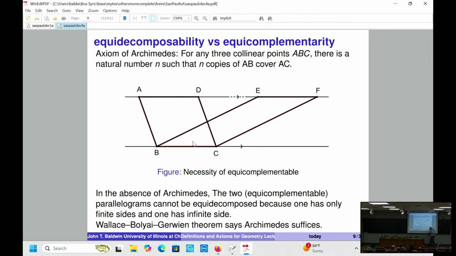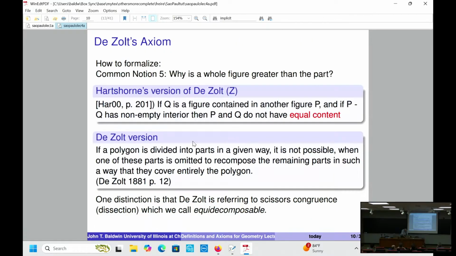Oh no, I mean the claim is this theorem works for equicomplementability. It does not work for equidecomposability, because this parallelogram is not equidecomposable with this one, because you can't cover up the sides of this line. And so this comes down to Desolt's axiom.